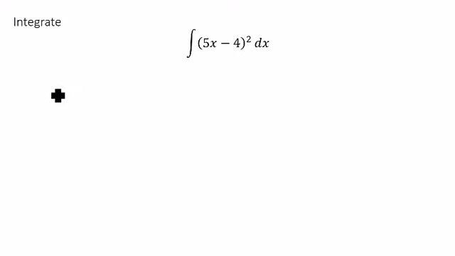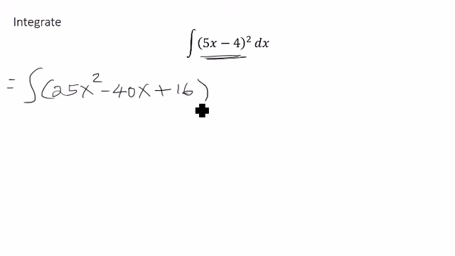Okay, so in this case we have a square, and we don't have a formula directly. Well, we do, but I want to avoid that. So let's just simplify it. The integral of (5x - 4)^2 dx, if we FOIL it, is going to be 25x squared minus 5 times 4 is 20 times 2 is 40x plus 16, and then dx.